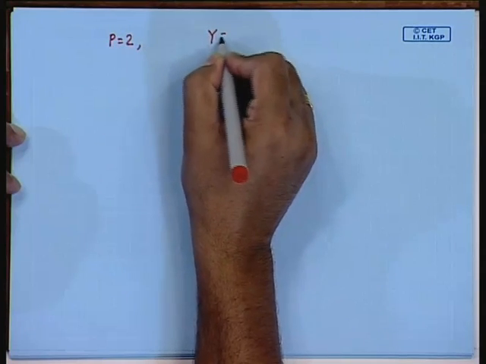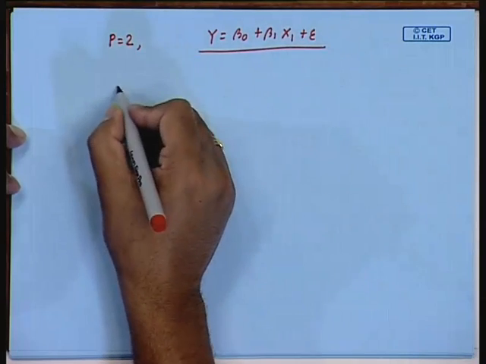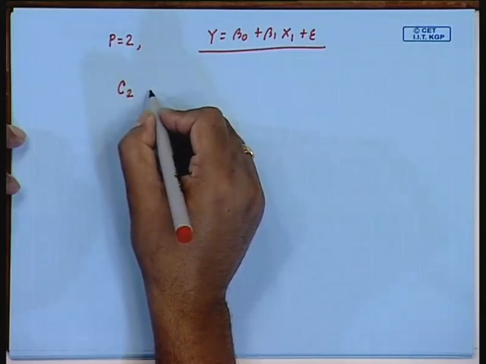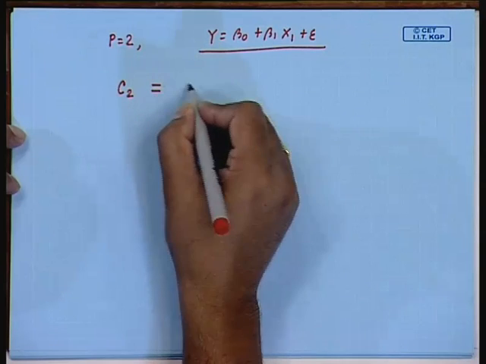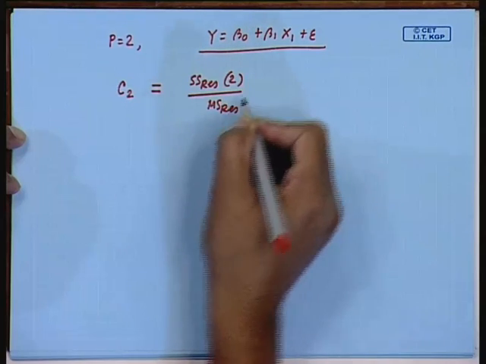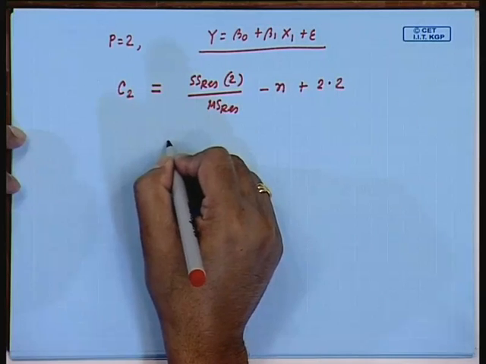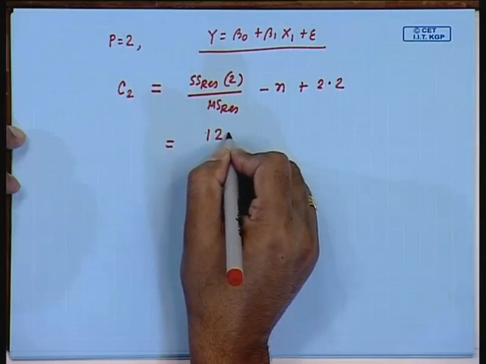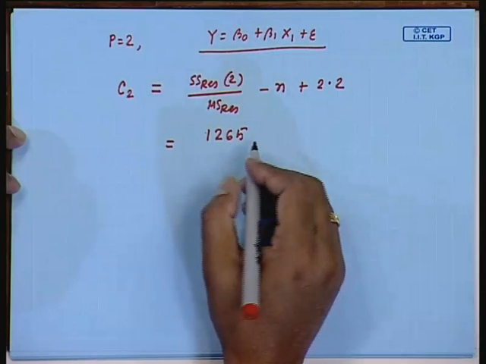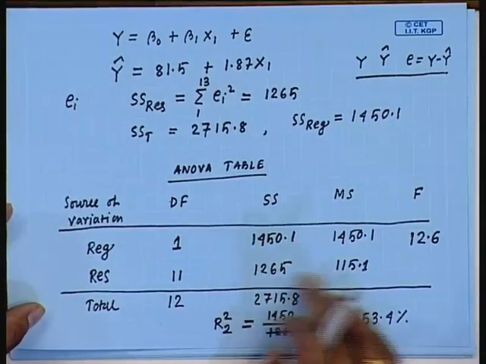First, for p equal to 2, I will calculate the Cp value. For p equal to 2, that means I am considering the model y equal to beta naught plus beta 1 x 1 plus epsilon. So, I will compute C2. C2 is SS residual 2 by MS residual minus n plus 2 into p. So, 2 into 2. So, this one is nothing but 1265.